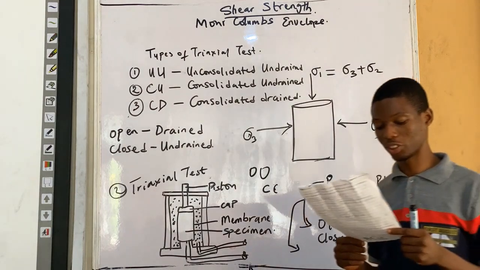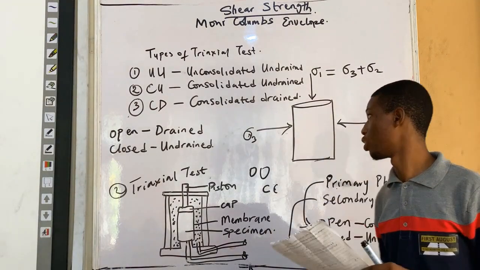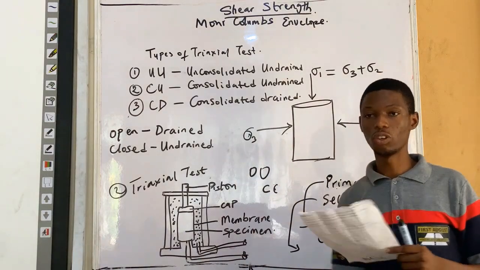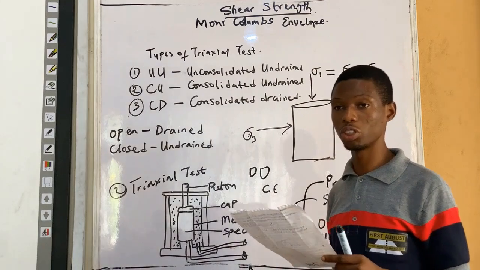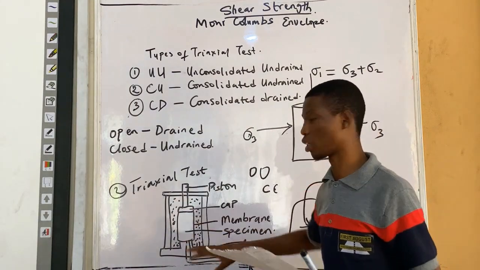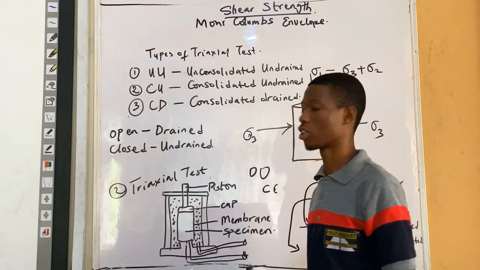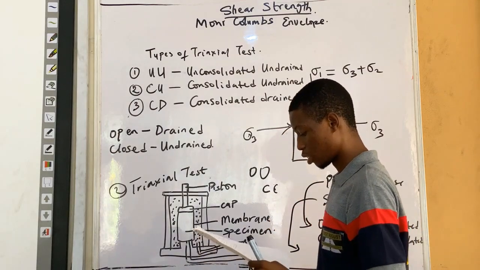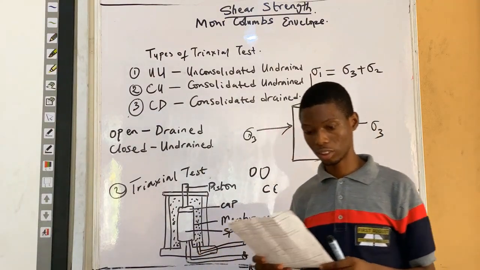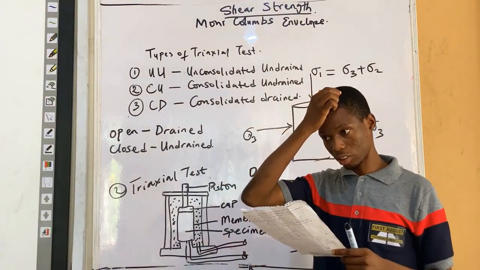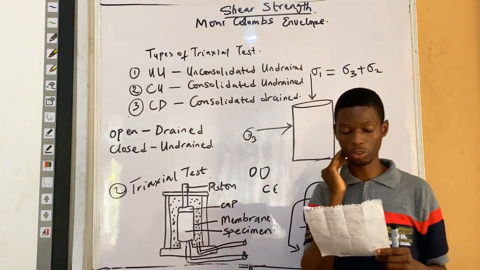The drain condition can be controlled easily. That's one of the advantages of the triaxial test over direct shear. It also simulates what's happening in the soil when the real test is done. Then number two, pore pressure can be measured during tests.